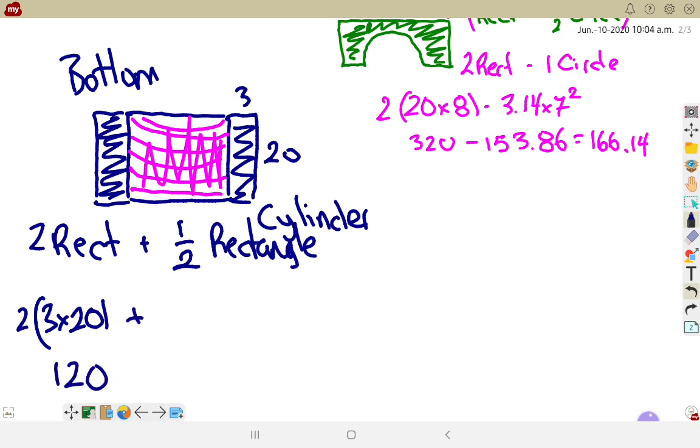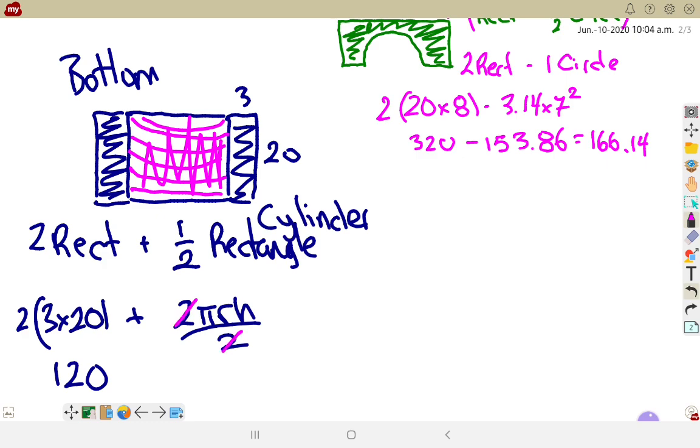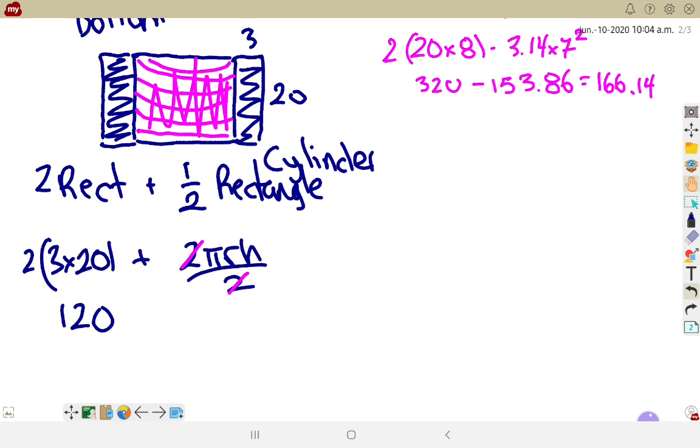Now for the rectangle in a cylinder, normally it's 2 pi r h, but I'm going to have to divide that by 2 because I only need half of it. Since I'm dividing it by 2, I just end up getting pi r h. So that's actually not so bad to work with.